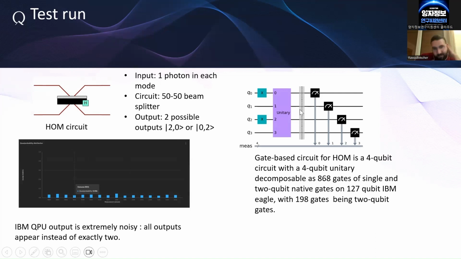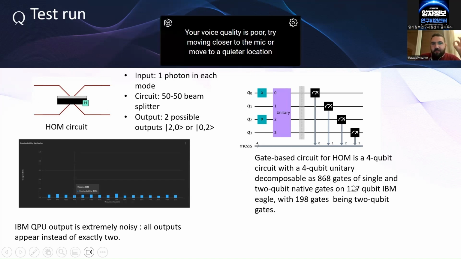These are the two possible outputs. When you want to simulate this as a quantum circuit, this is what it looks like. It takes 4 qubits. It takes a 4-qubit unitary, which is decomposable using the transpiler for Qiskit as 800 gates. So you need 800 gates just to simulate this one, and 127 of them are 2-qubit gates. So already it's extremely costly to do this.